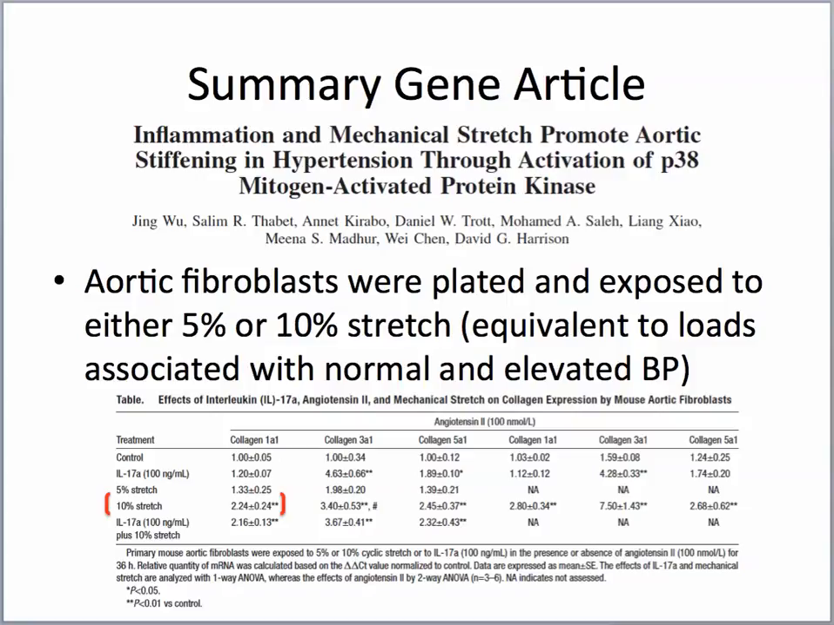Basically what they did is they had different types of mice, and they dissected the aortic fibroblasts out of these mice. Then they put them on a plate and exposed them to either a 5% stretch, which was equivalent to a normal blood pressure, or a 10% stretch, which was associated with hypertension. And you can take a look at the table down there. Again, there's a lot going on, but I want you to focus in on the red brackets. And essentially what happens here is that the 10% stretch elevated the expression of this collagen A1A gene significantly above the control.